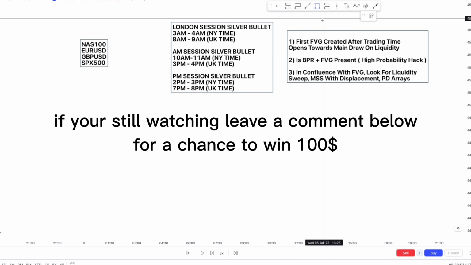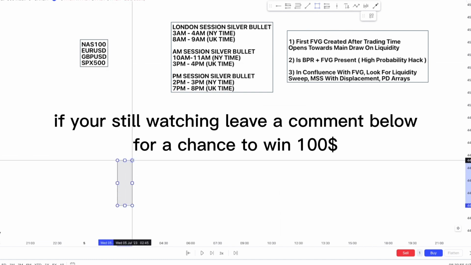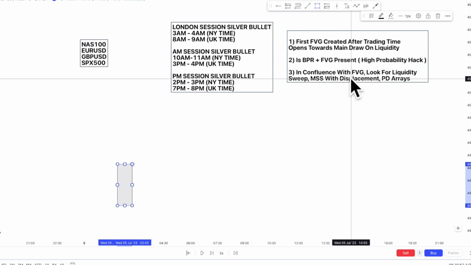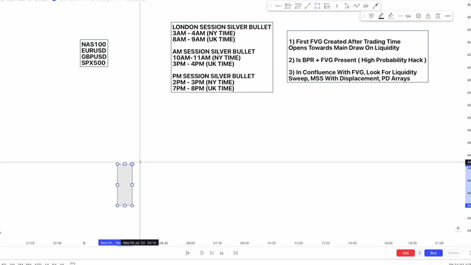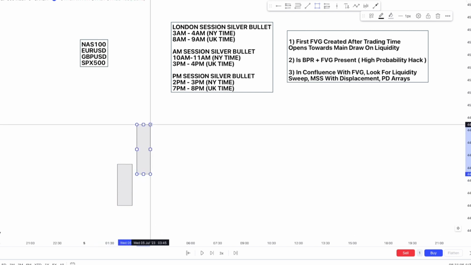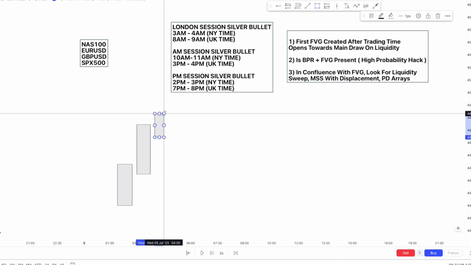So for example, let's just say we got a BPR plus FVG present with our trading time. All these other things you don't have to worry about. I will show you that. These are the easiest parts. The BPR plus FVG is the one which everyone does actually struggle on for some reason. But as you can see, what a BPR plus FVG is, is that it's something like this.